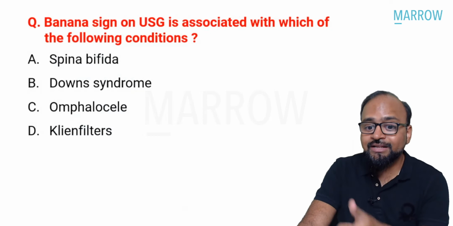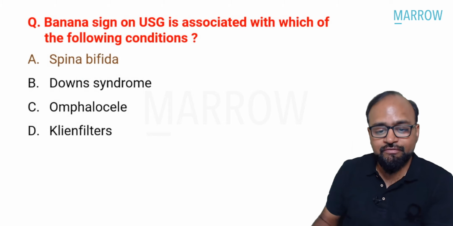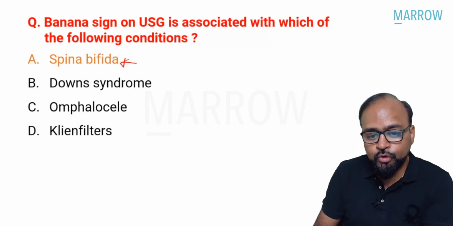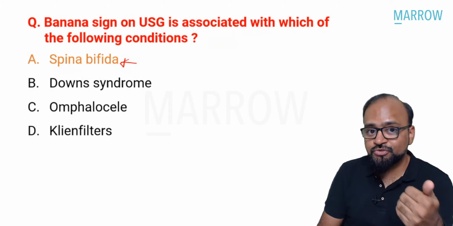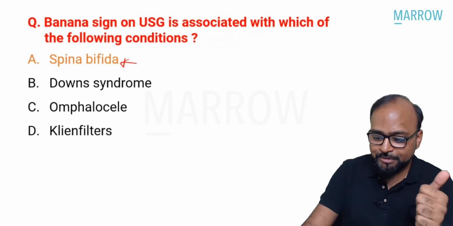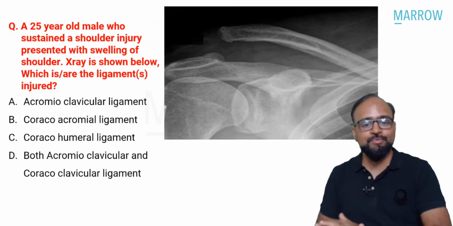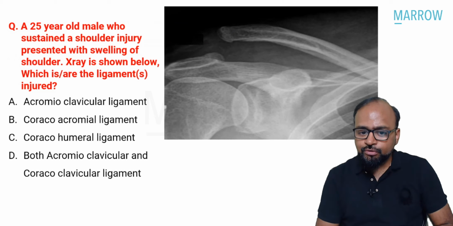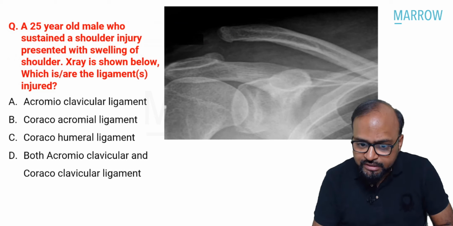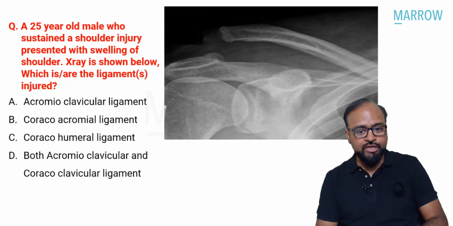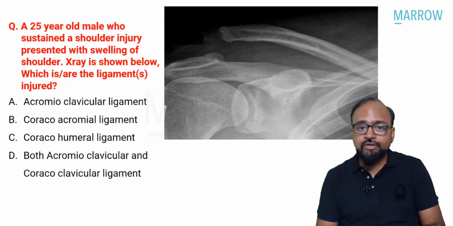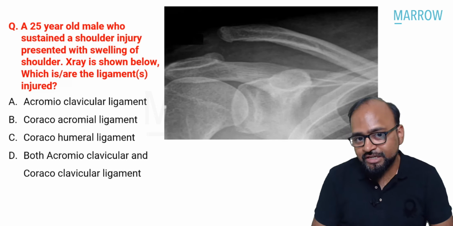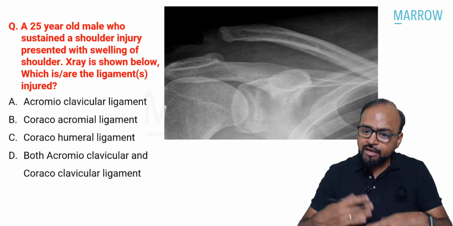So banana sign on ultrasound is associated with spina bifida or meningomyelocele. We have discussed the various signs which have been described. Now let us look at this particular question. A 25-year-old male who sustained a shoulder injury presented with swelling and pain at the shoulder joint. X-ray is shown below. They have not asked you what the diagnosis is on this X-ray, but they are asking which of these ligaments would be injured.